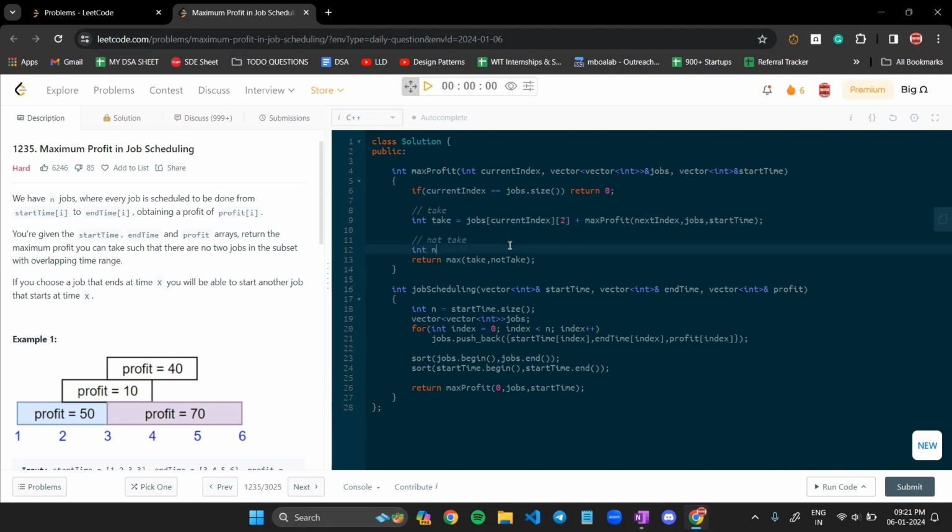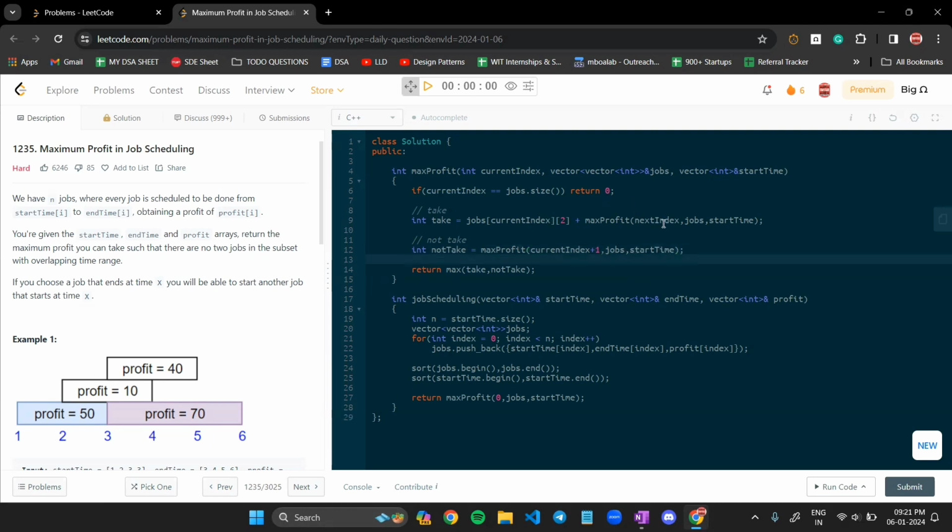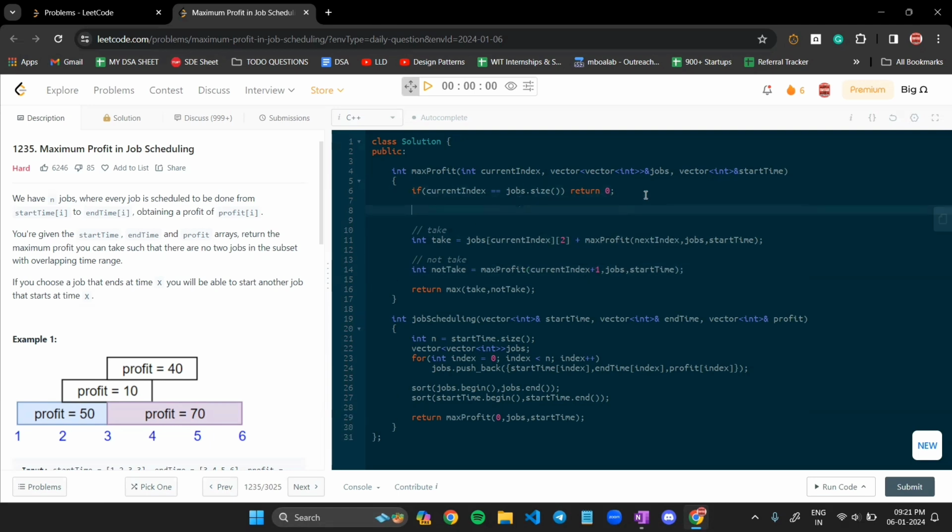And what we'll do in the not take call? In the not take call, since we are not taking this job, we won't get any profit. So we'll simply move to the next index. So we'll say current index plus 1, jobs, start time. Okay. Now let's find this next index.